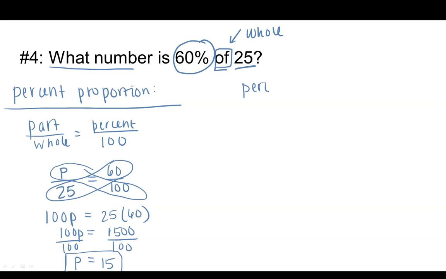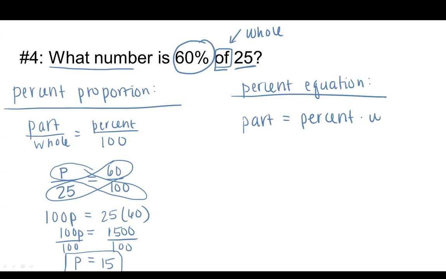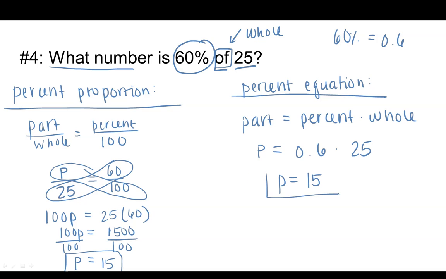If you did the percent equation, remember, it's part equals percent as a decimal times whole. So part would be P equals percent as a decimal. So remember, 60% equals, if you do 60 divided by 100 in your calculator, that's going to give you 0.6. So it's going to be 0.6 times the whole, which is 25. You do that in your calculator, 0.6 times 25. That's going to give you 15 as well. So either way, you can get the answer, and you should have got 15.